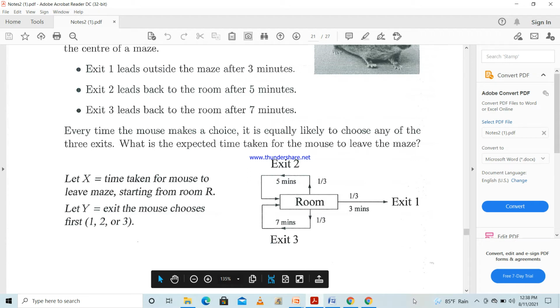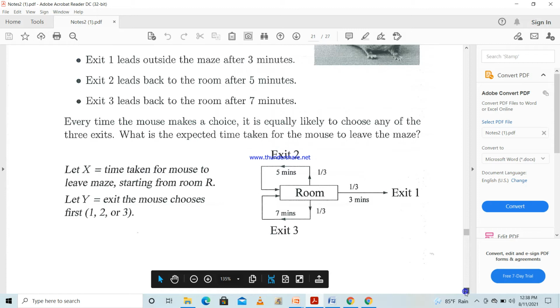to leave the maze. But if he takes exit 2 first and then exit 1, then when he takes exit 2, he will take 5 minutes to come back to the same point, and then another 3 minutes to get out. So altogether he has to spend 8 minutes. You can see, depending on the path, this expected reaching time is changing. So we want to calculate the expected value of X.